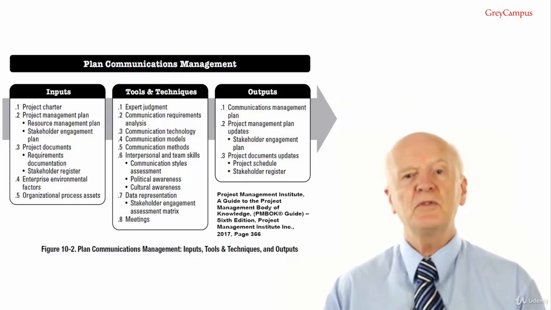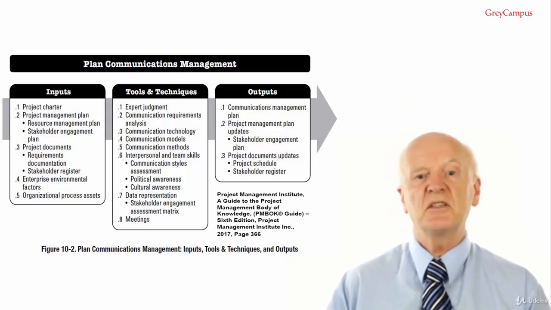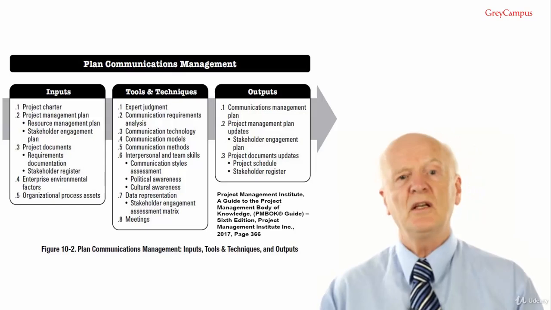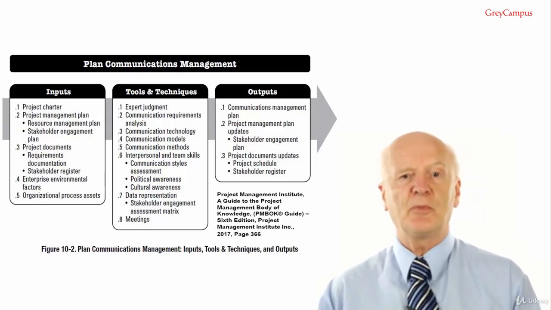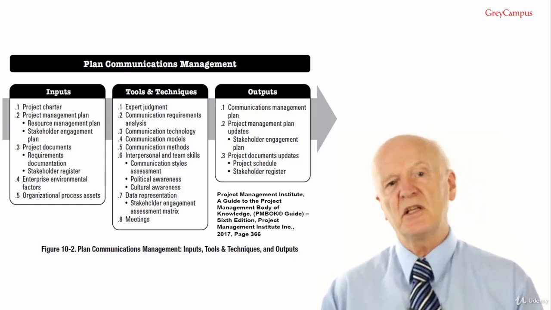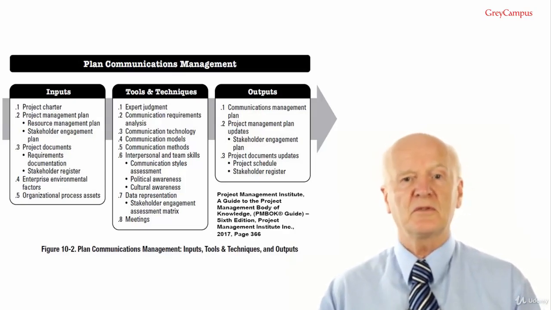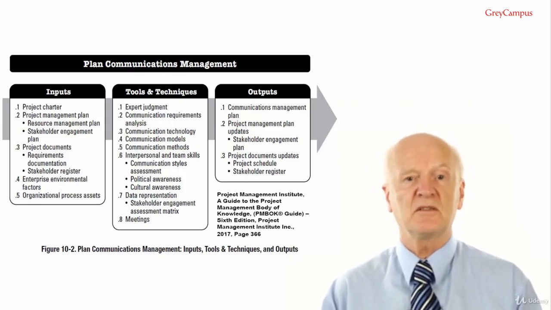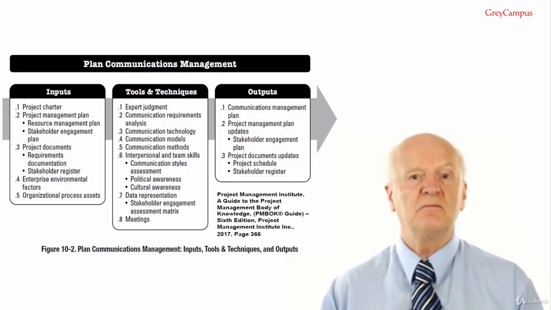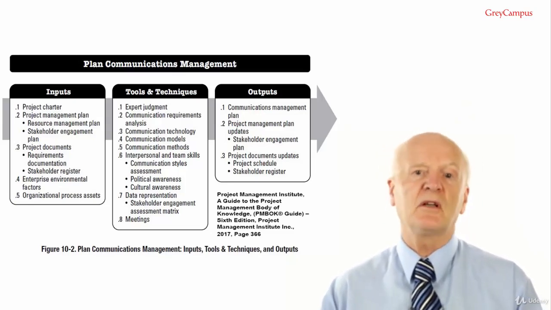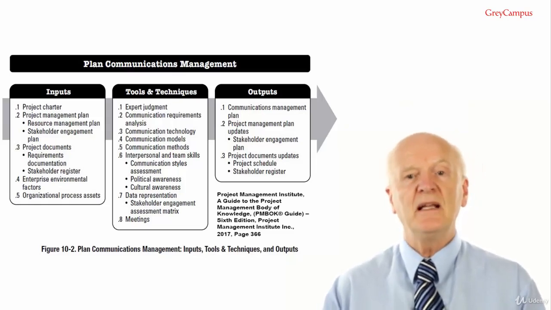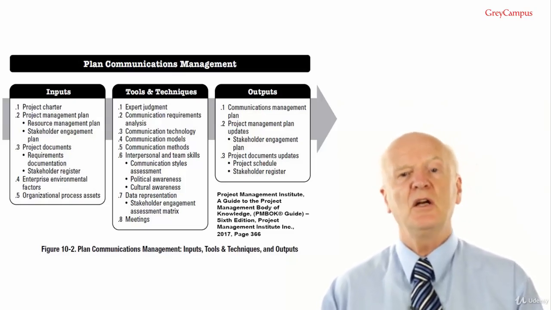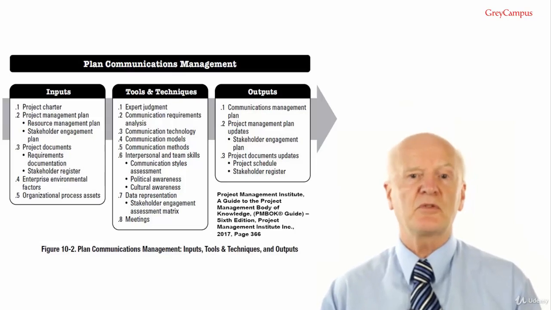Input number 2, project documents. Documents that could be considered as inputs for this process include the change log, which is used to communicate changes and approved, deferred and rejected change requests to the impacted stakeholders. Issue log: information about issues is communicated to impacted stakeholders. Lessons learned register: lessons learned earlier in the project with regard to managing communications can be applied to later phases in the project to improve the efficiency and effectiveness of the communications process.